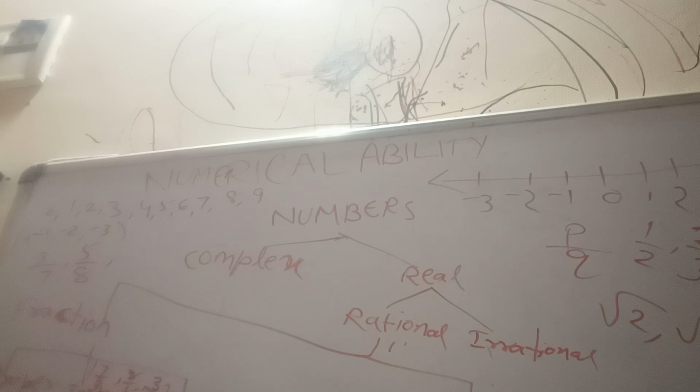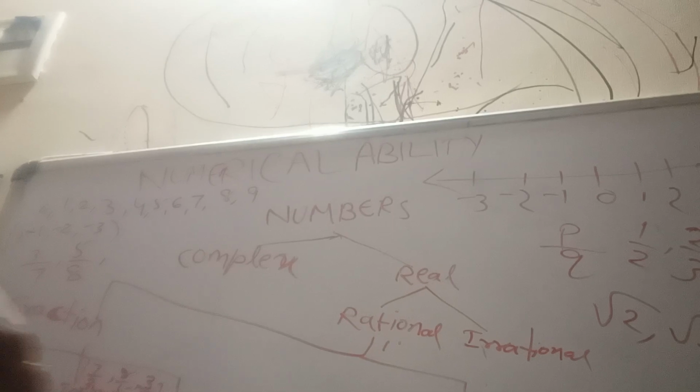Now come to whole numbers. Whole number means 0. All counting numbers together with 0 form the set of whole numbers, which can be expressed as 0, 1, 2, 3, like this. These are all whole numbers. Whole numbers can be even natural numbers. Let's know about natural numbers.